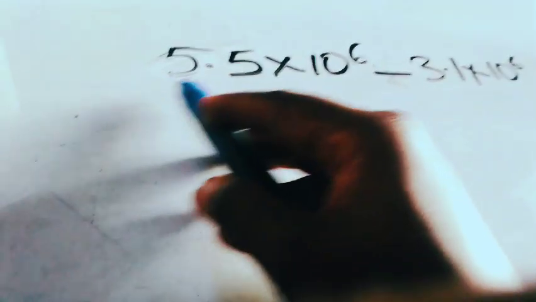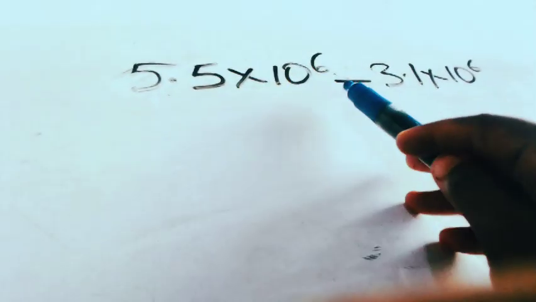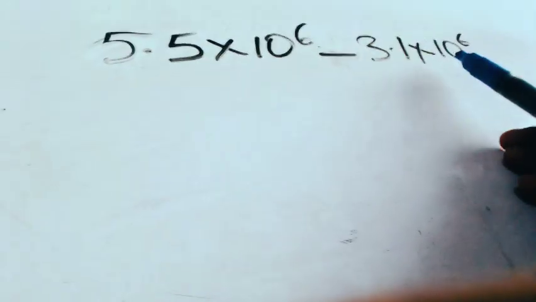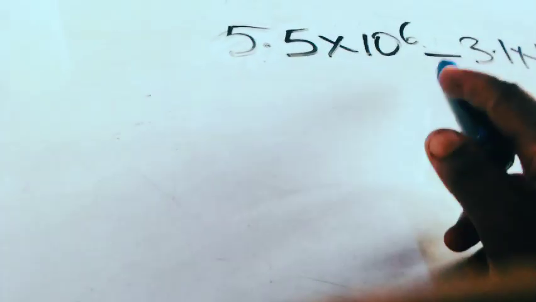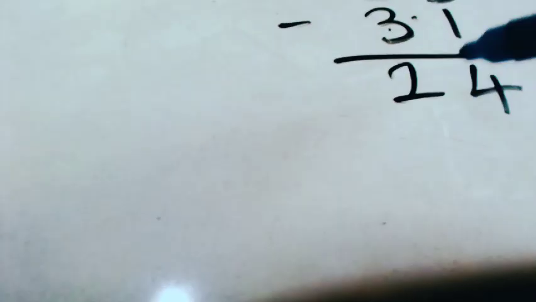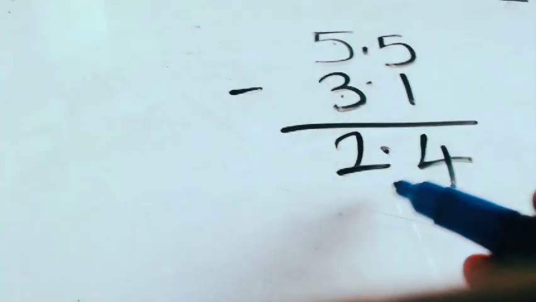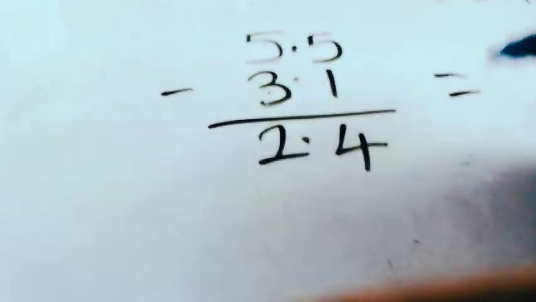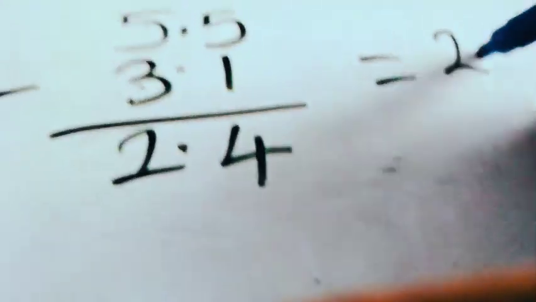Look at this example: 5.5 times 10 raised to the power 6 minus 3.1 times 10 raised to the power 6. Remember, the powers of 10 are the same. So what do we do? We subtract the decimals. I will now do 5.5 minus 3.1. 5 minus 1 is 4. 5 minus 3 is 2. So subtracting the decimals, we have 2.4. And now remember our power of 10 is 10 to the 6. So our answer becomes 2.4 times 10 raised to the power 6.